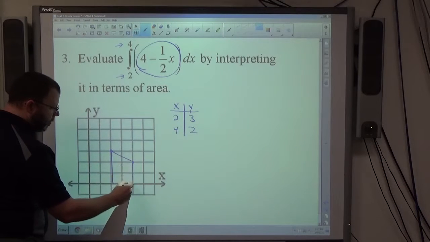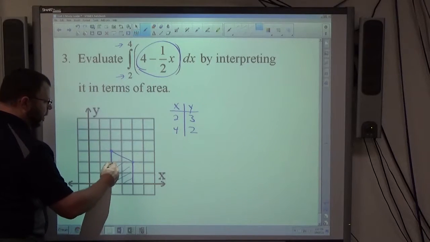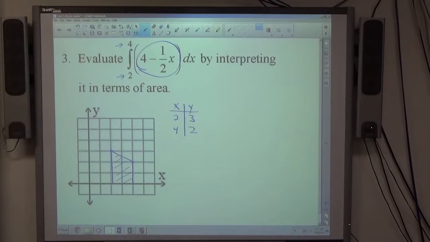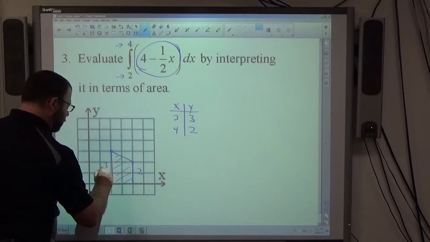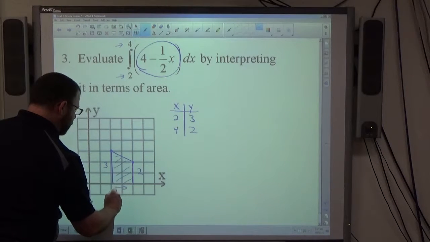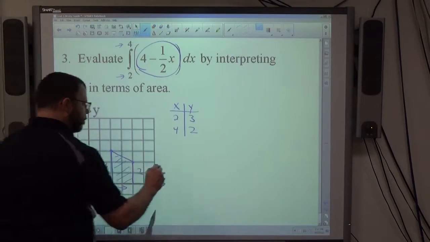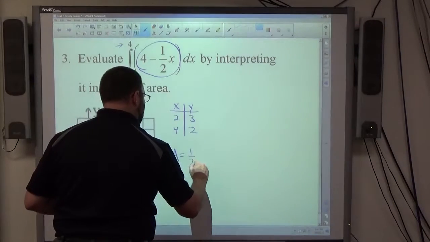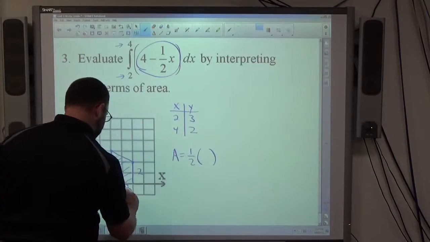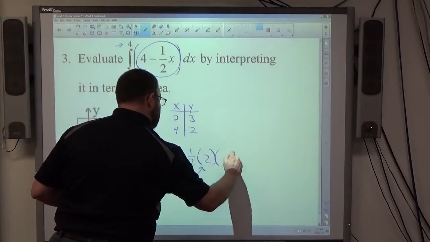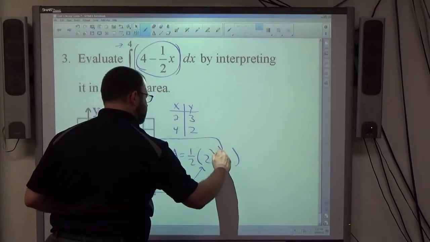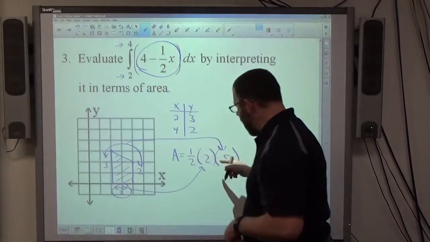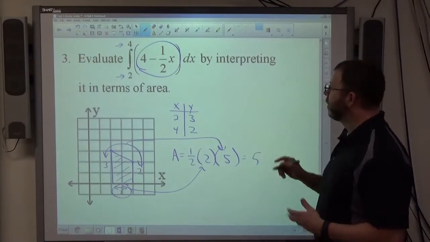And if I draw my line straight down, the answer to this integral is simply the area of that trapezoid. To find the area of the trapezoid, I simply have to find the two bases, which this base is 2, this base is 3, and the height is the distance between the bases, which is 2. So area of a trapezoid is 1/2 times the height times the sum of the bases. 3 and 2 add up to 5. Half of 2 is 1 times 5 is 5, so the answer to that problem is 5.